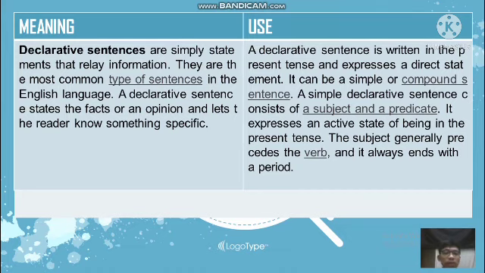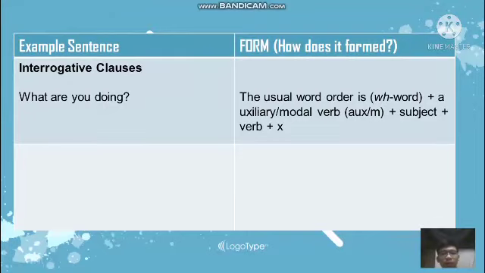A declarative sentence is written in present tense and expresses a direct statement. It can be a simple or compound sentence. A simple declarative sentence consists of a subject and predicate. The subject generally precedes the verb, and it always ends with a period. Next, we have the interrogative clauses. For example, what are you doing?